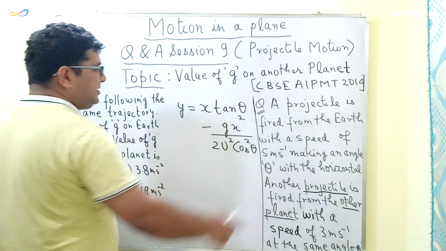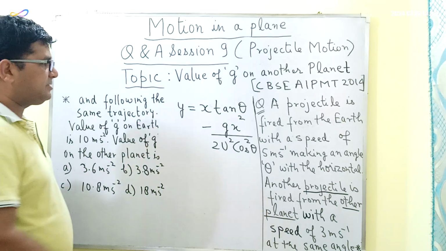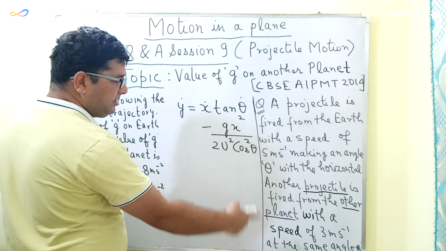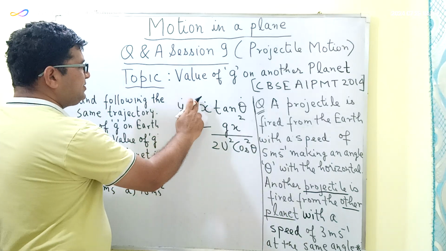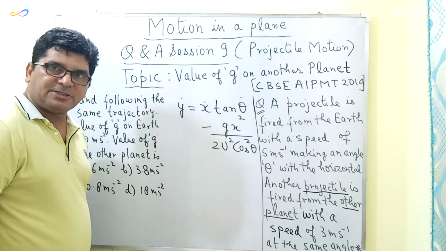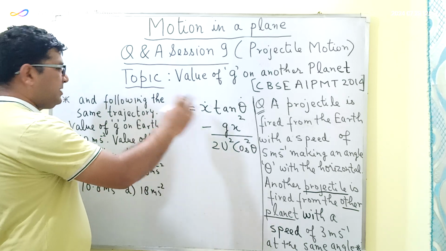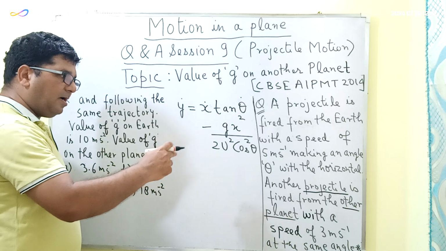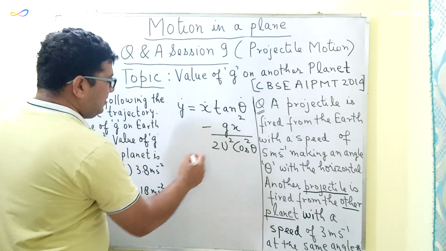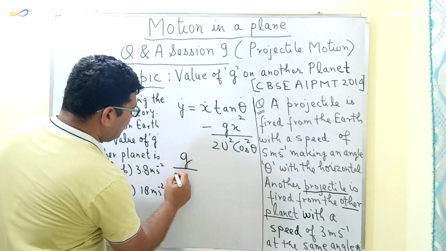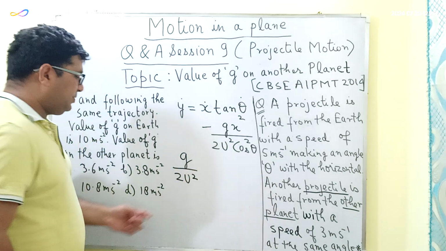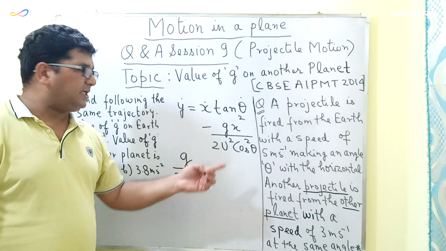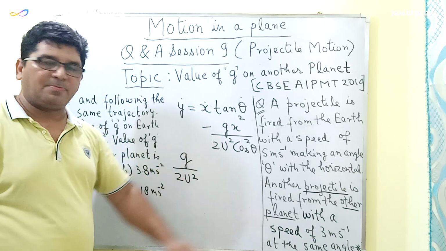Since the trajectories of both these two projectiles are the same, therefore y, x and theta are also the same in this equation. If the trajectories of both these two projectiles are the same, then g upon 2u square cos square theta should also be the same on both the planets, that is on the earth and this other planet.